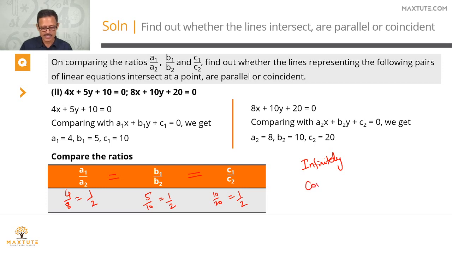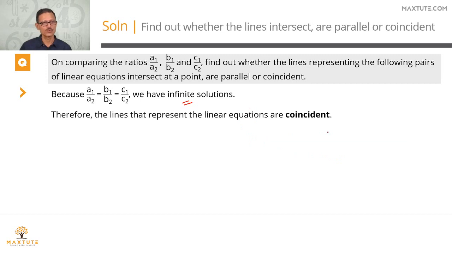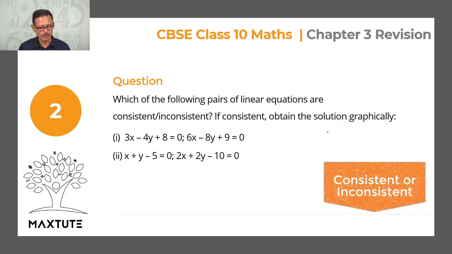What kind of lines are these? These two lines are coincident lines. So one equation is the equivalent of the other. The second equation is 2 times the first equation. Summarize it in a printed form. We got a1 by a2 equals b1 by b2 is equal to c1 by c2. Therefore, infinitely many solutions, coincident lines is what we are talking about. Let's look at one more example.